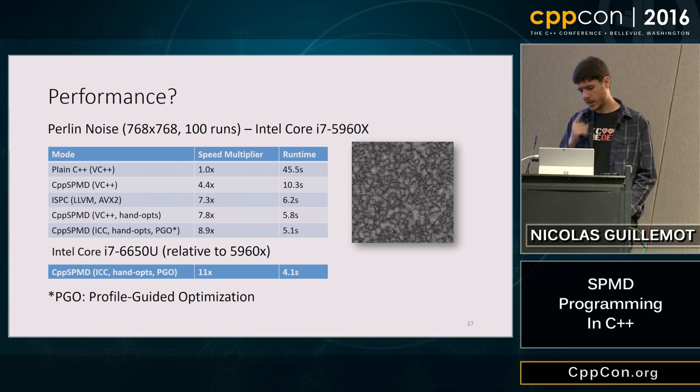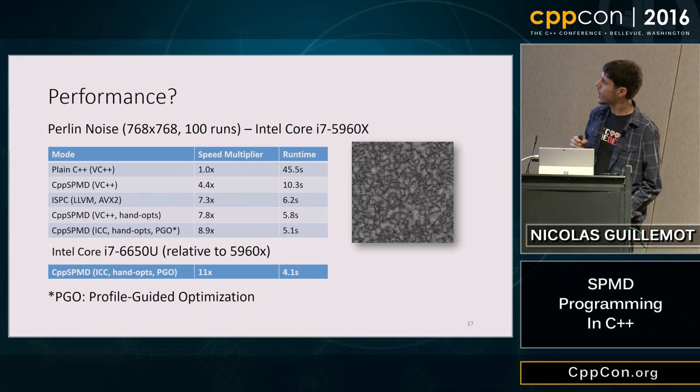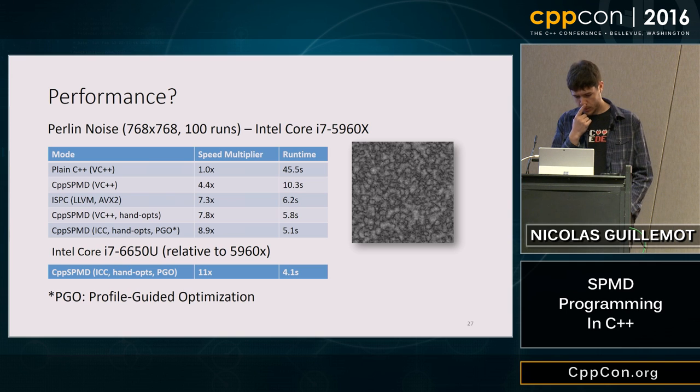But then I ran the ISPC version of the program, and it did a lot better. It's almost around twice as fast. So that's kind of a disappointment. But I thought, hey, this is C++. We should be able to make things fast. How could ISPC beat us?